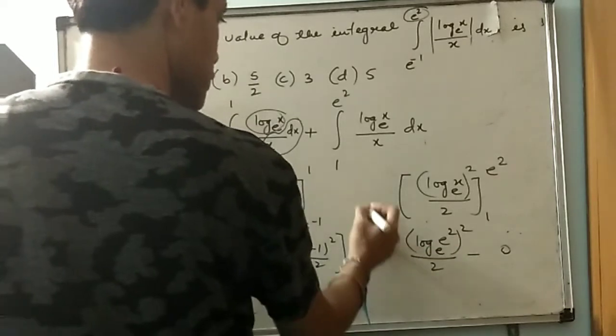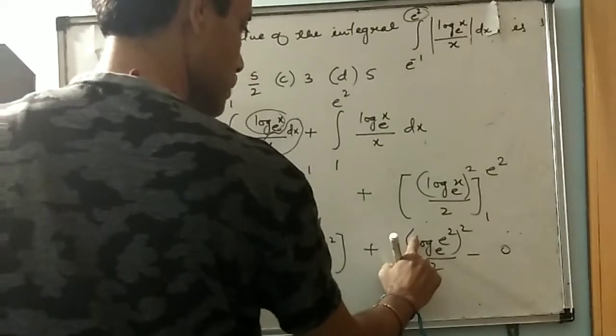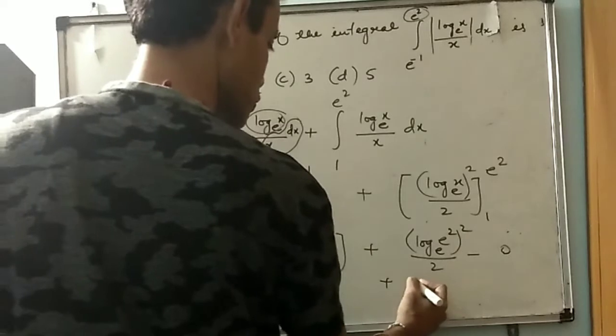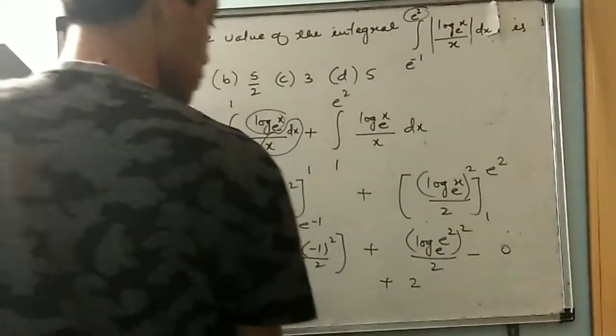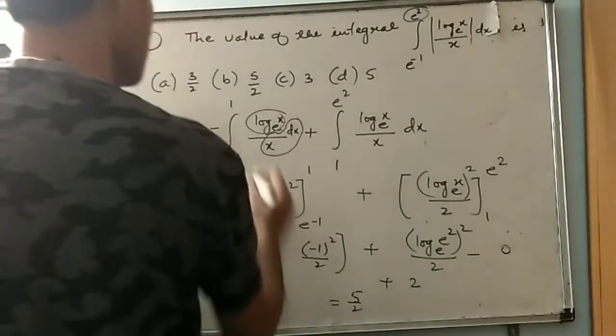So let's talk about this. This one is 2 times, that is 2 square by 2, that is 2. So 2 plus half gives you 5 by 2. B option.